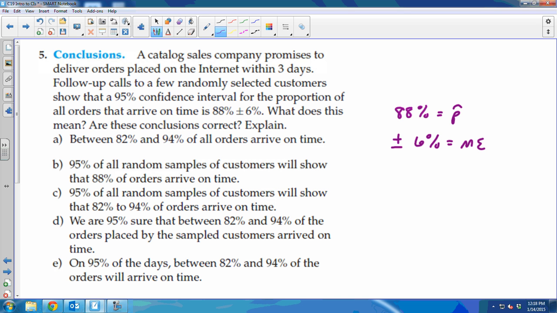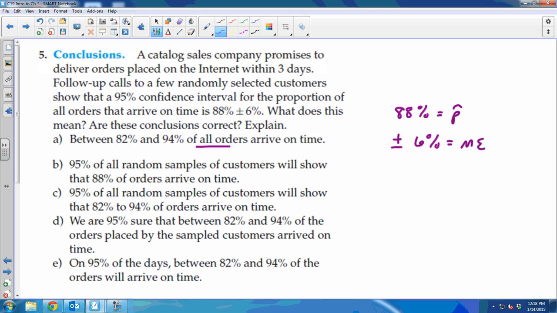So what does this mean, and are these conclusions correct? So we're just looking at these conclusions and saying why or why not. Yes, they're true. No, they're not. The margin of error is just a general term for however many standard errors you are above or below the mean. Okay. All right, so on A, between 82% and 94% of all orders arrive on time. False, because this is way too definite, and there's no level of confidence.